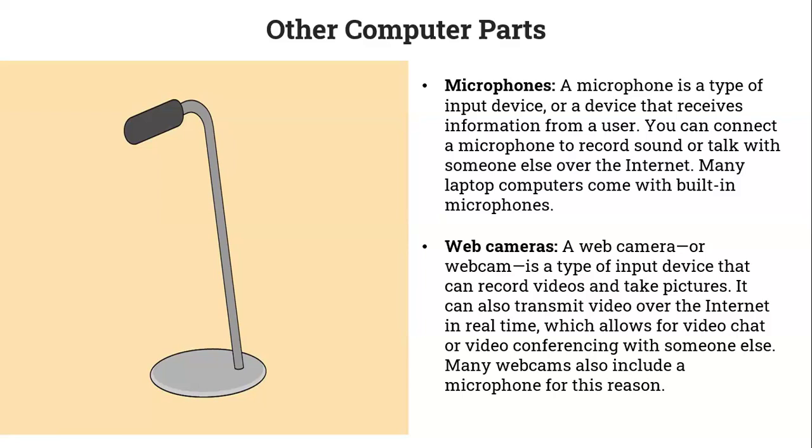We have the web camera. Is a web camera an input or output device? It's an input device. A web camera or webcam is a type of input device that can record videos and take pictures. It can also transmit video over the internet in real time, which allows for video chat or video conference with someone else. Many webcams also include a microphone.